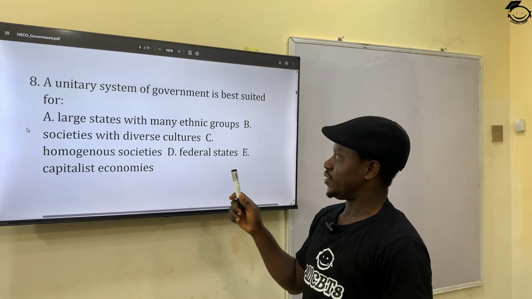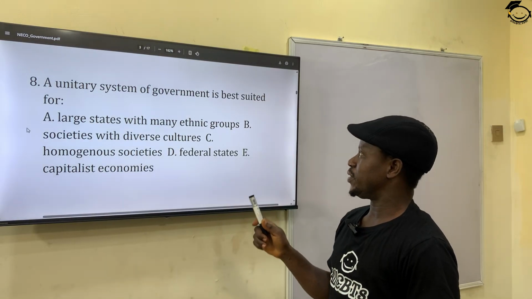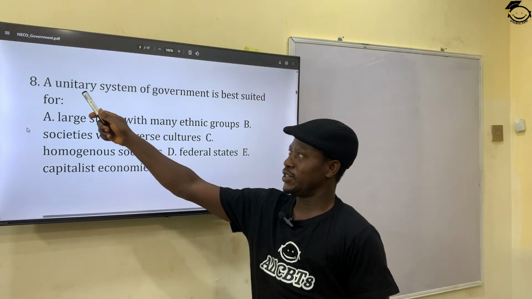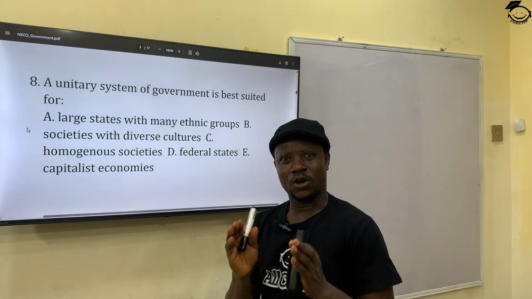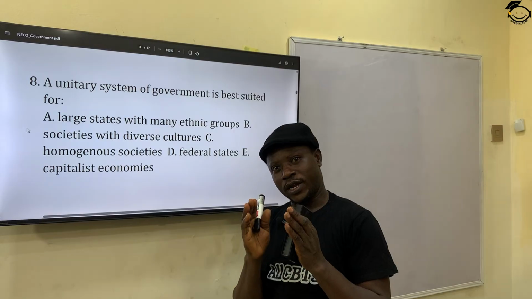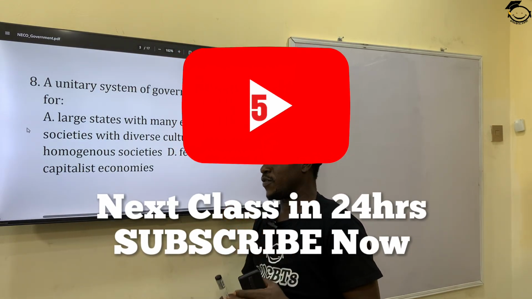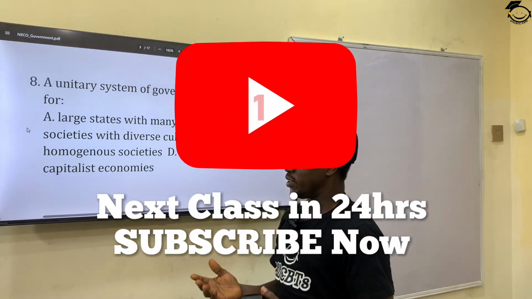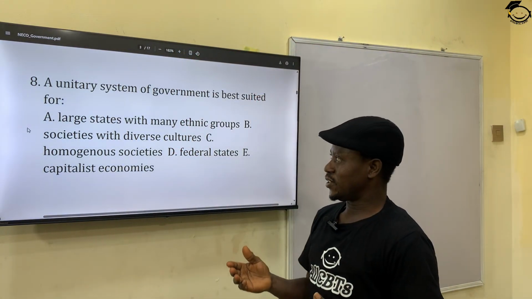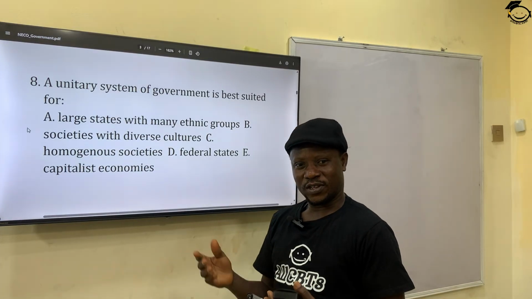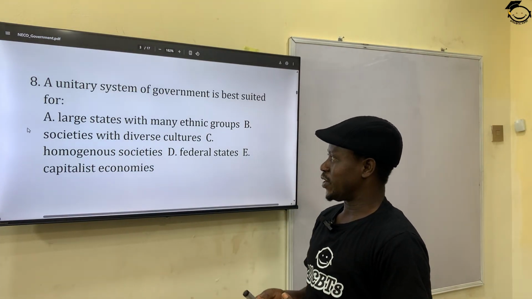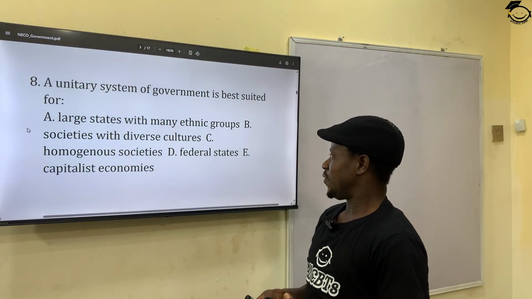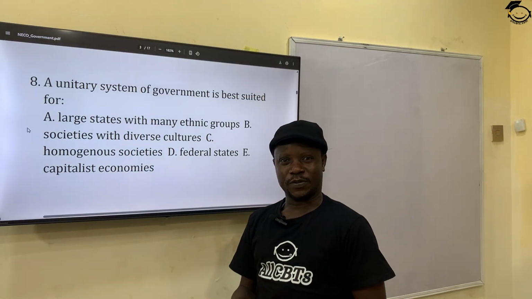A unitary state or a unitary system of government is best suited for... Remember, the unitary system means concentration of political power in one authority, in one single level of government. So this kind of system suits what? A. large state with many ethnic groups. B. society with diverse culture. C. homogeneous society. D. federal states. E. capitalist states.